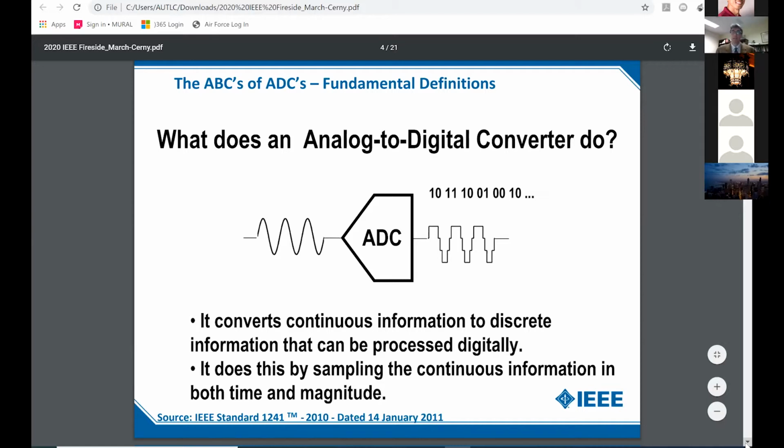And as you can see there in the figure, you have something that is continuous on the left side and then moving through the analog to digital converter. And by doing the sampling of that continuous signal, you can break that up into what they term as binary logic or binary signal representation. That gives you an idea of what that signal looks like in both time and magnitude. All right.